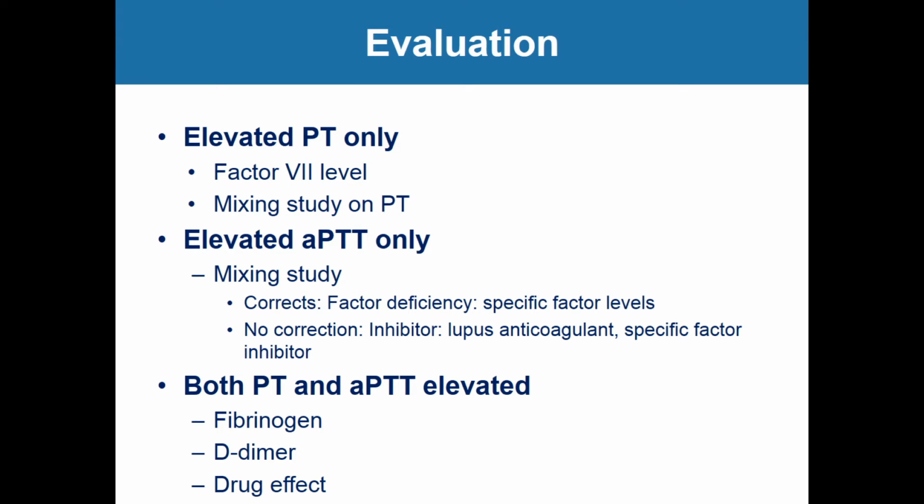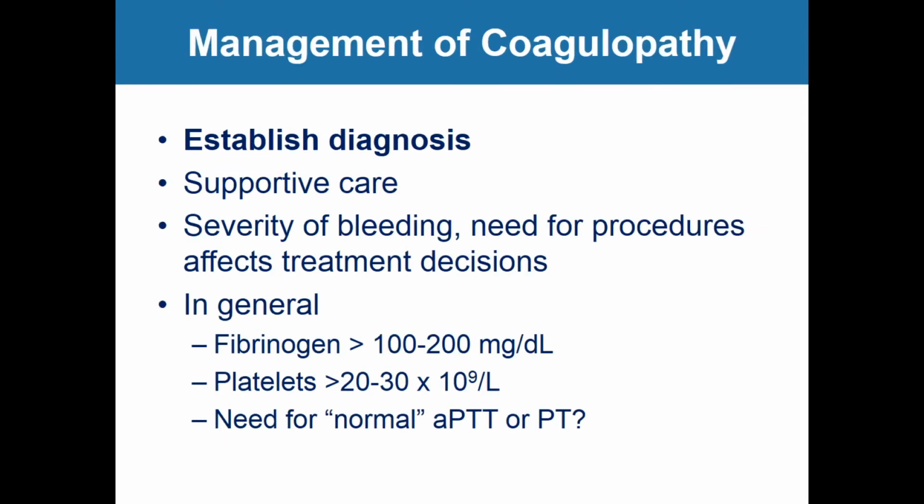If there is no correction in the PTT upon adding normal plasma, then this suggests that there's an inhibitor to coagulation, such as a lupus anticoagulant or a specific factor inhibitor, or even a drug such as previously mentioned heparin or bivalirudin. If both PT and PTT are elevated, it is important to assess fibrinogen as well as the common pathway factors such as 10 and 5 and D-dimer, and particularly looking for a drug effect in this situation.